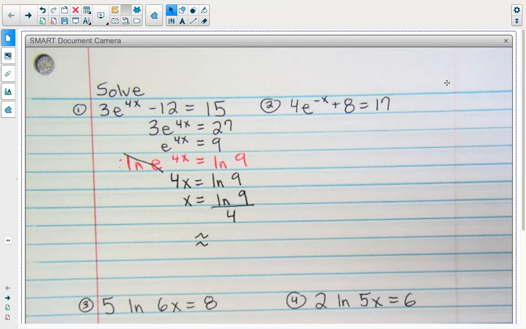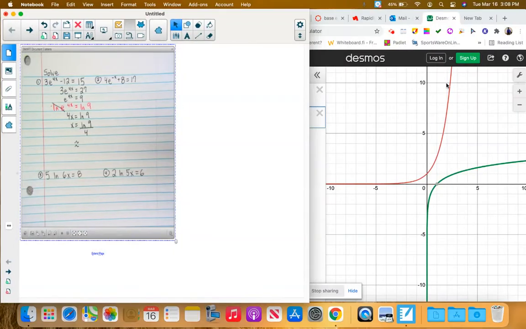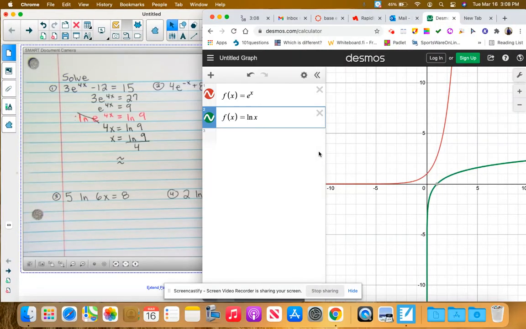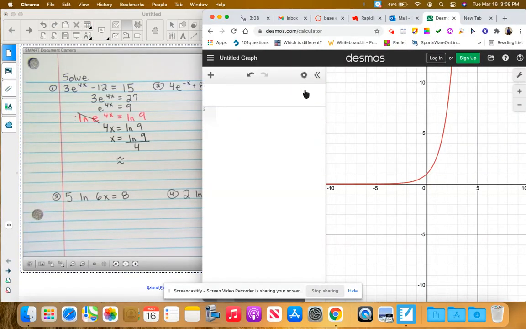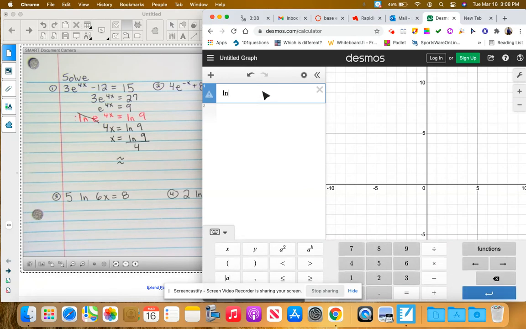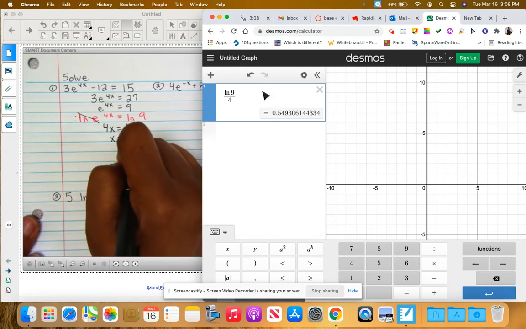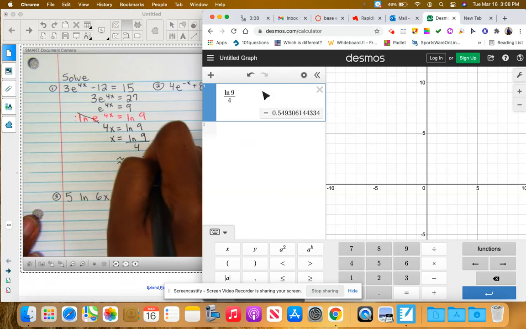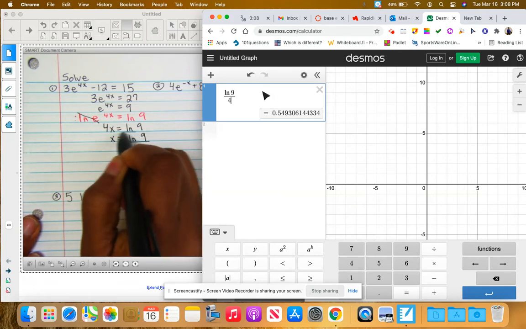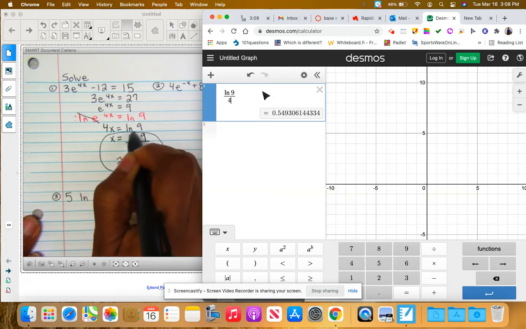And we can type that in Desmos and get a decimal approximation. So when I type this in Desmos to get my approximation, I'm going to get rid of this and this. We are doing the natural log of 9 divided by 4. And let's round to the nearest hundredth, so that would be 0.55. So we have our exact answer.